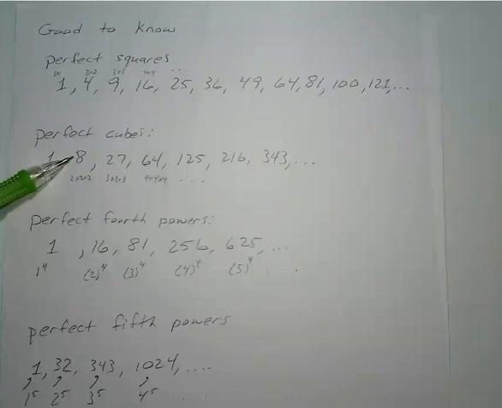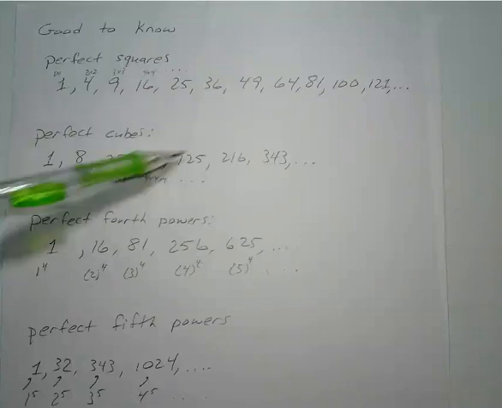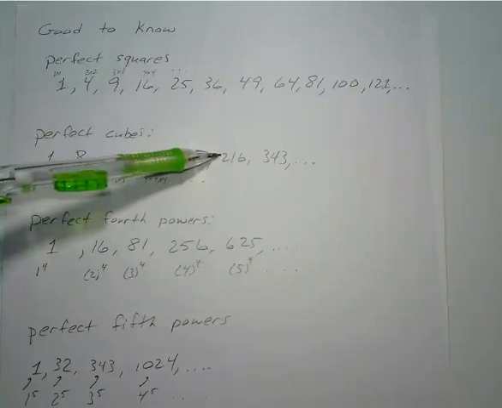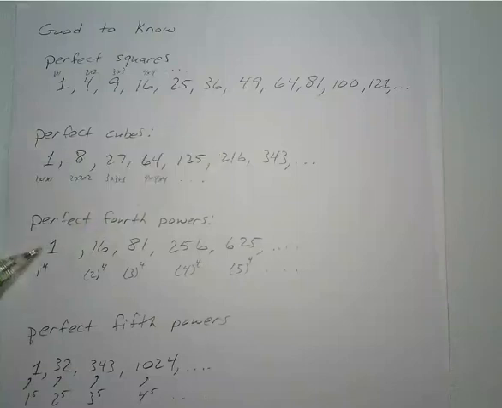You have your perfect fourth powers, which is 1 to the fourth power. 1 to any power is just going to be 1, so you're always going to have that. You have 2 to the fourth power, 2 times 2 times 2 times 2. 3 to the fourth power is 81, or 3 times 3 times 3 times 3. You have 4 to the fourth power, 5 to the fourth power, and it keeps on going.